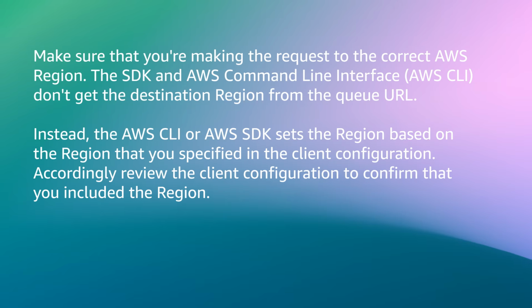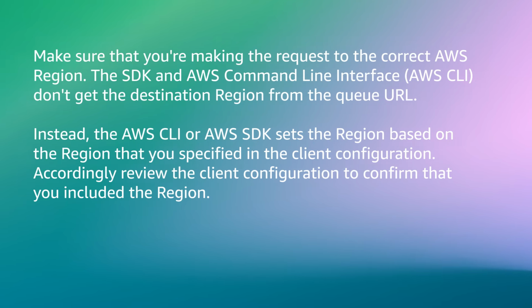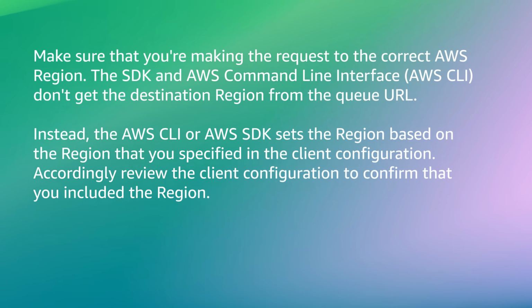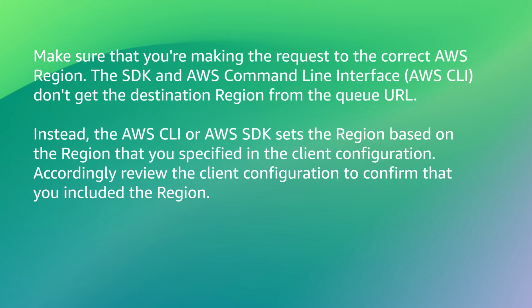Next, make sure that you're making the request to the correct AWS Region. SQS clients, such as an AWS SDK or the AWS Command Line Interface, don't get the destination Region from the queue URL. Instead, the AWS CLI or the AWS SDK sets the Region based on the Region that you specify in the client configuration. Accordingly, review the client configuration to confirm that you included the Region.